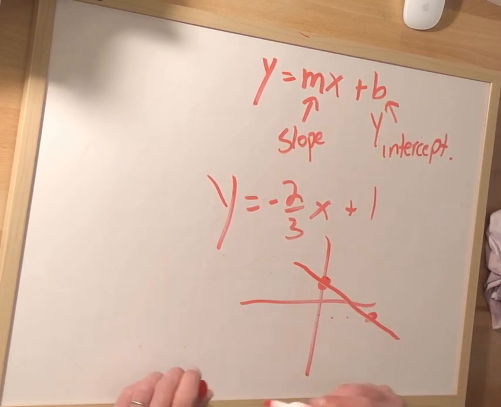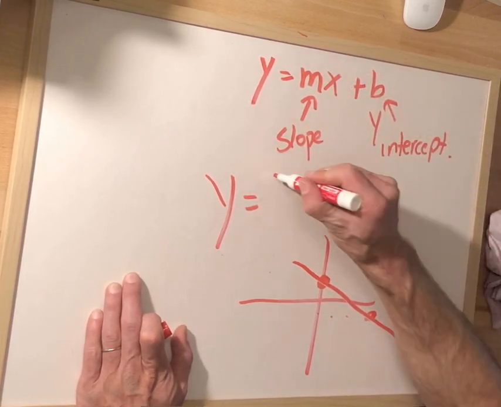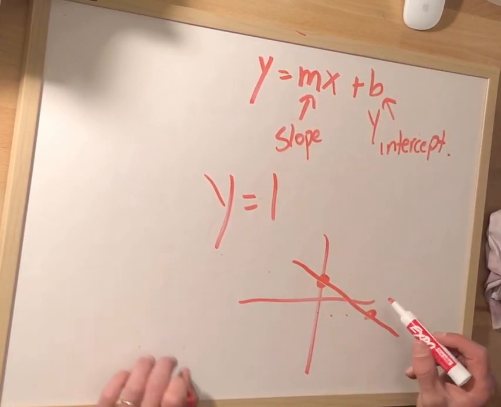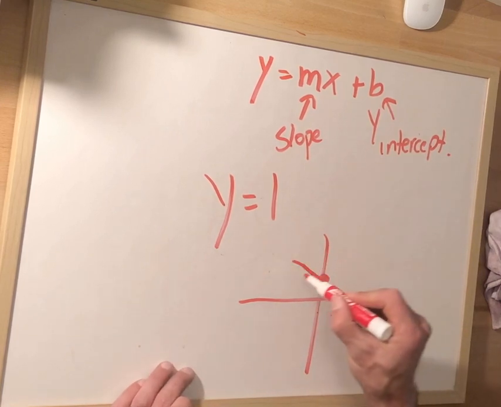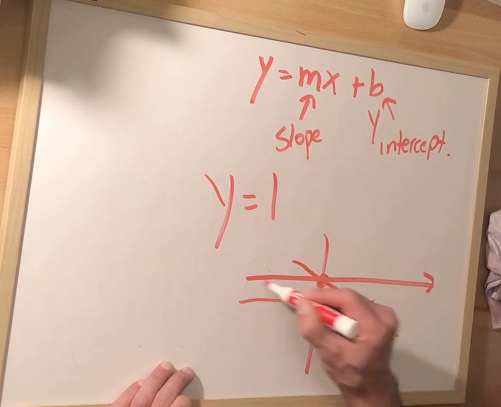There was a couple funky graphs. One of the funky graphs was, let's say we had y equals 1. Y equals 1 would look like this. We would go up 1 and draw your horizontal line.